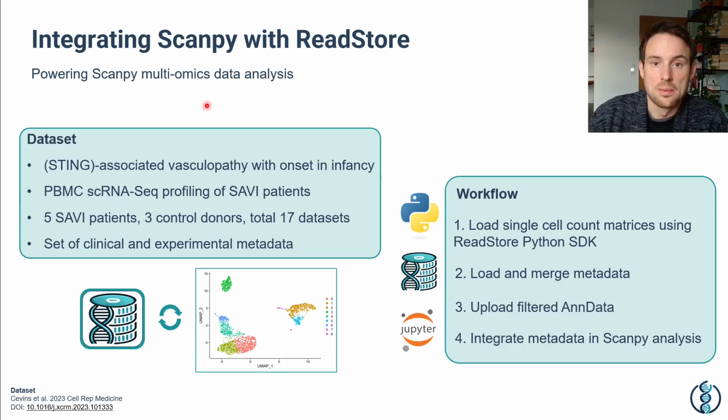The dataset that we want to look at here comes from a publication by Sylvain et al. in Cell Reports. And the authors looked here at a condition that is called SAVI, sting-associated vasculopathy, with the onset in infancy. This is an autoimmune disease that is starting in child age, and what the authors did here is single-cell RNA-Seq processing of blood from patients that suffer from this condition and control donors.